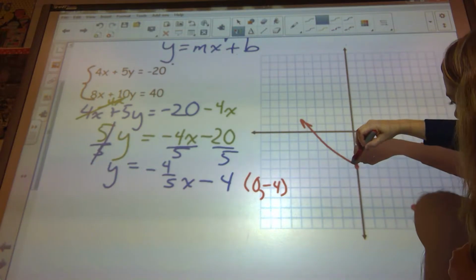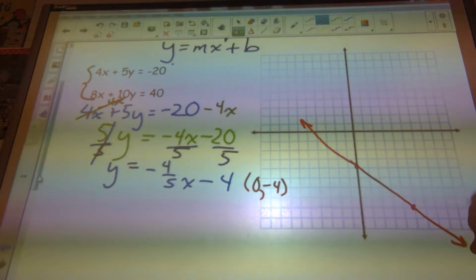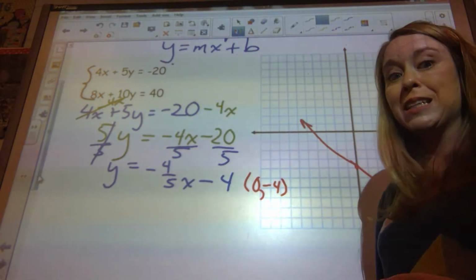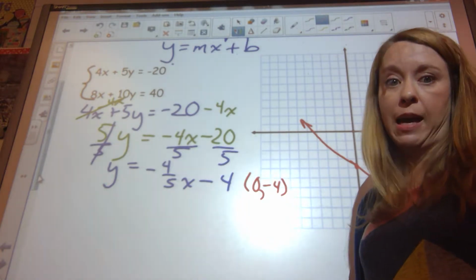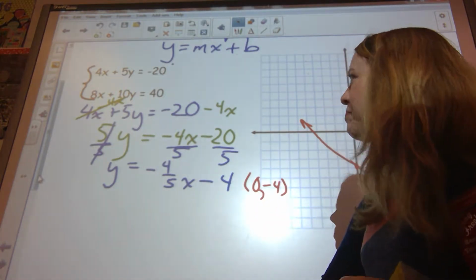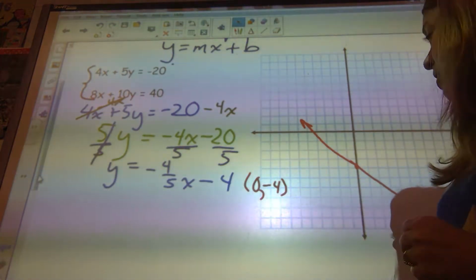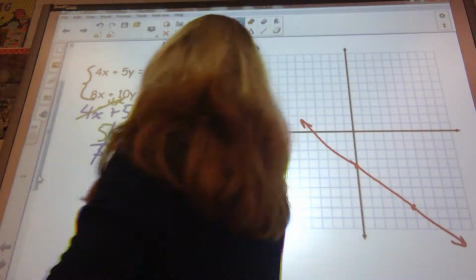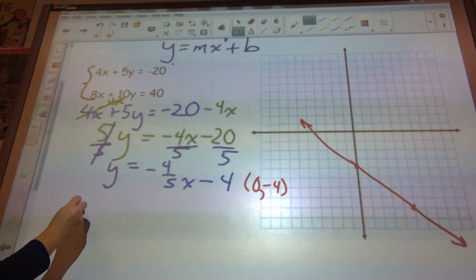I really recommend that you use a ruler for these when you're trying to solve them graphically because it makes it much easier to be exact. What I'm doing here isn't very pretty or exact. So, okay, next we're going to put my other one into slope-intercept form.